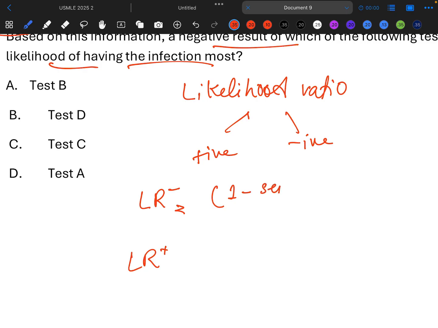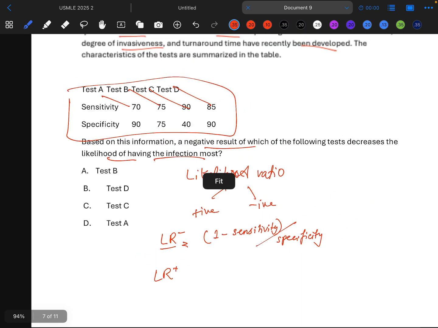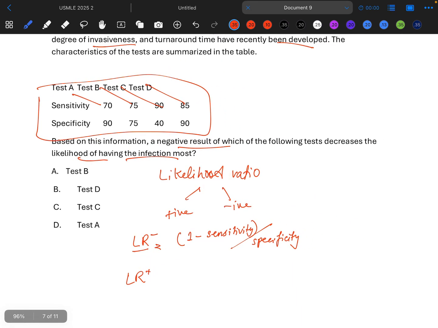We have two ratios for a likelihood ratio. One is negative and one is positive. For the likelihood negative, one person has no disease and got a negative test result, which reduces the post-test probability of disease. So we have the formula: 1 minus sensitivity divided by specificity.